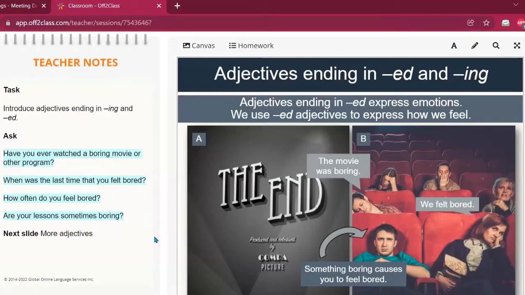When I'm watching a play, I feel boring. A play, not play. When I watch a play, I feel bored. Bored. They are boring. Is it right? They are boring. ايه تمام. You feel bored because they are boring. تمام. Okay. طيب for example Fatima, when was the last time that you felt bored?